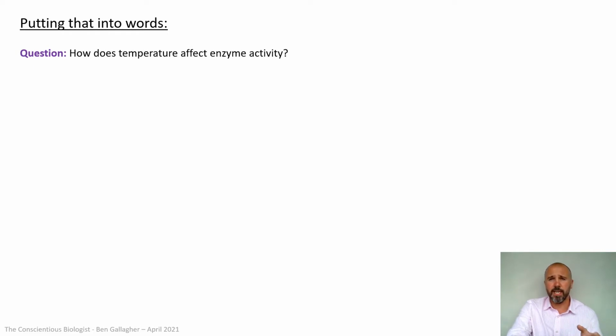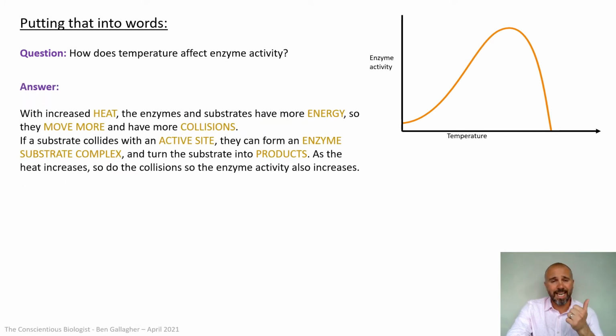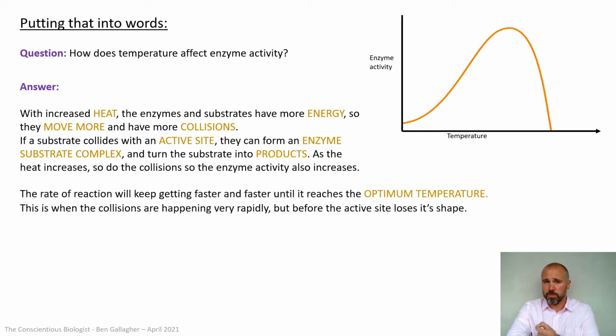Okay, let's move on. So if I was going to put that into words in the exam, for how does temperature affect enzyme activity, you're not likely to get it that specific. You'll get a graph and it'll say, explain what's going on here or what's happening at point X or whatever. But all you've really got to talk about is that at the start of the graph, with increased heat, the enzymes and substrates have more energy, so move more, have more collisions. Substrate collides with an active site that can form an enzyme substrate complex and turn the substrate into products. As the heat increases, so do collisions, so the enzyme activity also increases. All of the words I've put in gold, those are keywords, those will be in the examiner's mark scheme. So the rate of reaction will keep getting faster and faster until it reaches the optimum temperature. That's where the collisions are happening very rapidly, but before the active site loses its shape.